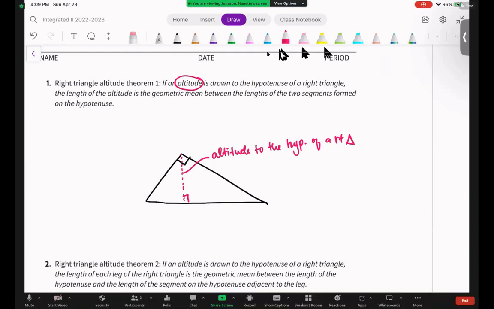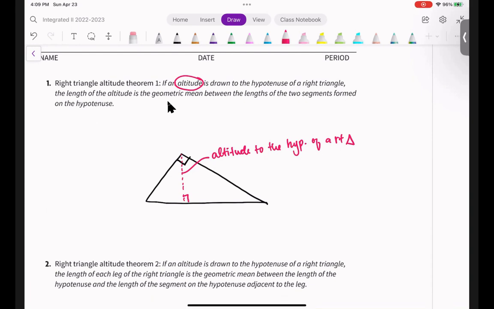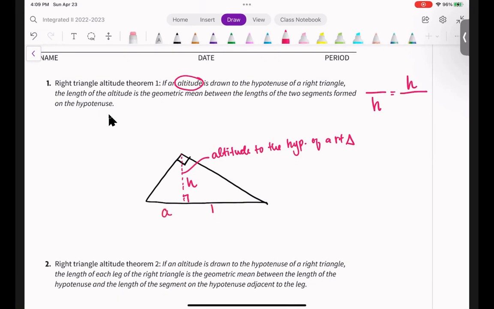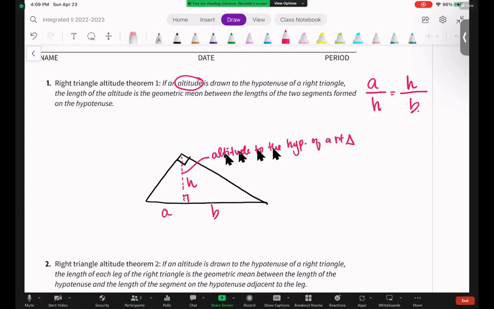So it's the geometric mean. Whenever they say this geometric mean, it means, so I'm going to call this guy H. So whenever they say the geometric mean, you're going to write this proportion. And the geometric mean means he goes here and here. And then it says between the lengths of the two segments formed by the hypotenuse. So we're saying this piece here, I'm going to call him A, and this piece here B. So we go like this, okay? So because we have the altitude drawn to the hypotenuse of a right triangle, we get this proportion.